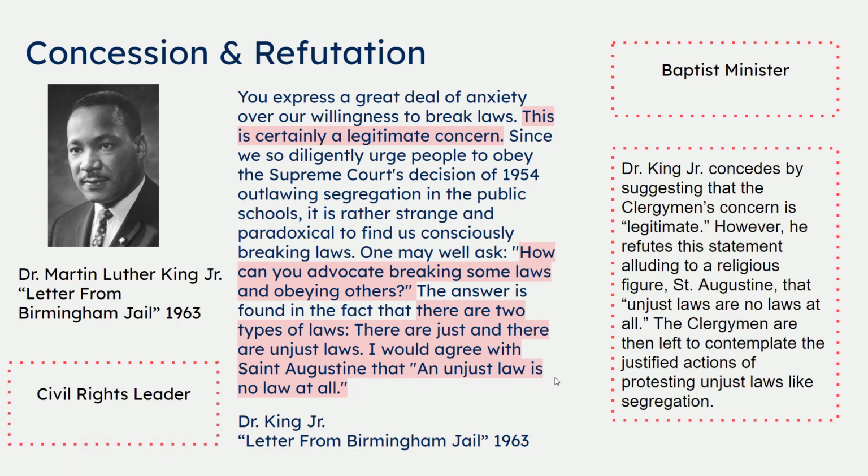Dr. King Jr. concedes by suggesting that the clergymen's concern is legitimate. However, he refutes this statement, alluding to a religious figure, St. Augustine, that unjust laws are no laws at all. The clergymen are then left to contemplate the justified actions of protesting unjust laws like segregation. Notice I connected his use of appeal to reason with the effect it has on his audience. This is what you want to be able to do, which is your analysis and line of reasoning, or LOR.